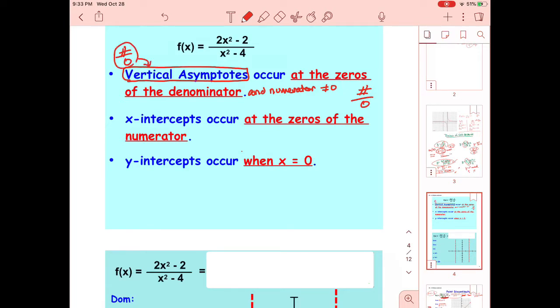And if you get a number over zero when you plug in an x value, that x value will be a vertical asymptote, a non-zero number on the numerator. We'll talk about that as we teach you. If you do get 0 over 0, that's another story, and we'll talk about that later.